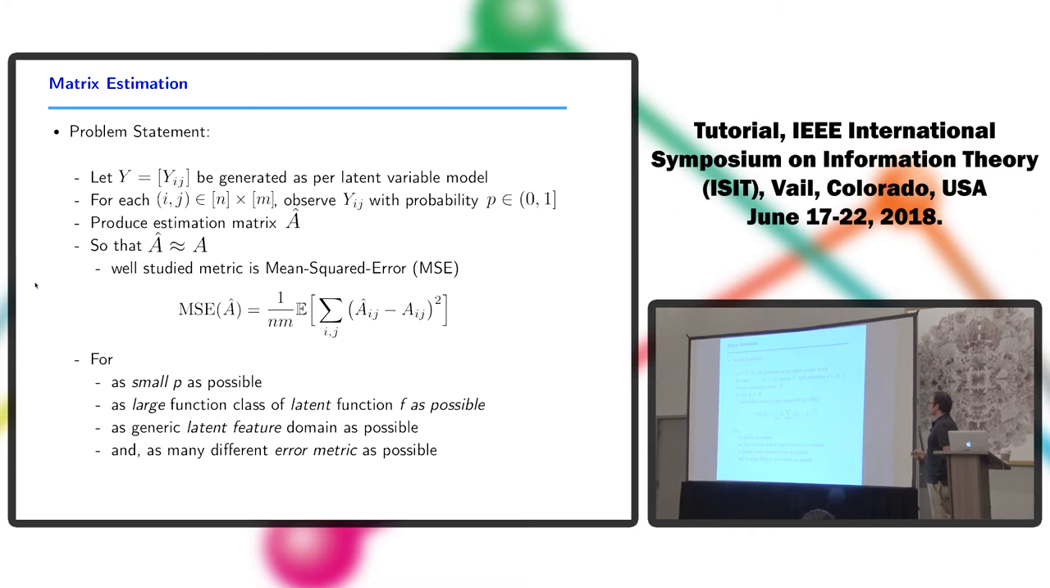All right, so we want to minimize this for as small a p as possible, as large a function class as possible, as generic a domain of the latent parameters, or latent features, as possible, and again, for as many different metrics as possible. This is a squared error, but it could be the max error, that is, the maximum across all ij's that I want to minimize, or the squared error across rows and maximum across all rows, or a variety of those things, or pth norm, or whatnot. We'll primarily focus on this one, but many of the norms remain open, and we can discuss that as we go through. Please feel free to ask questions around all of these things.